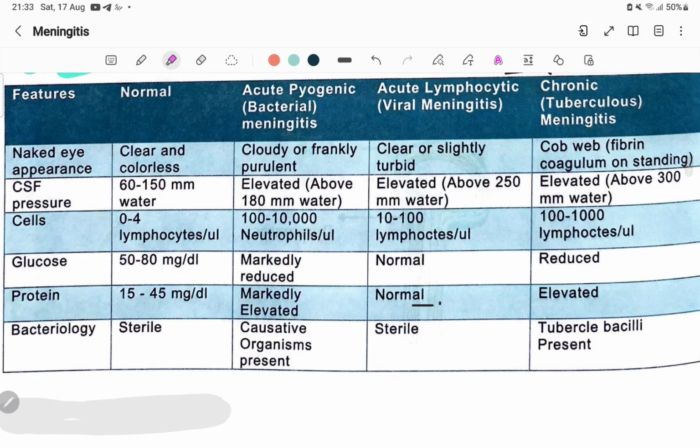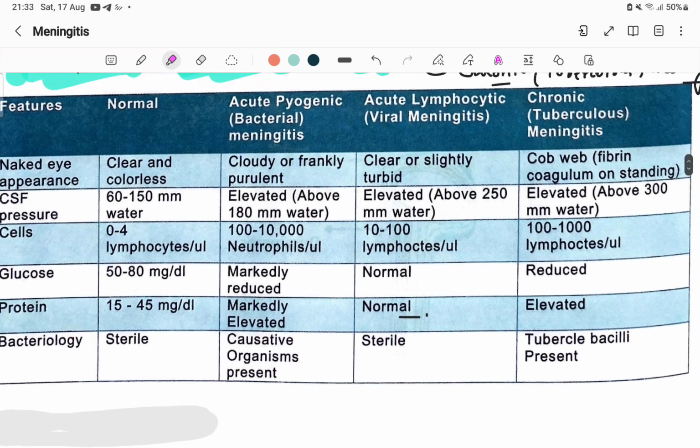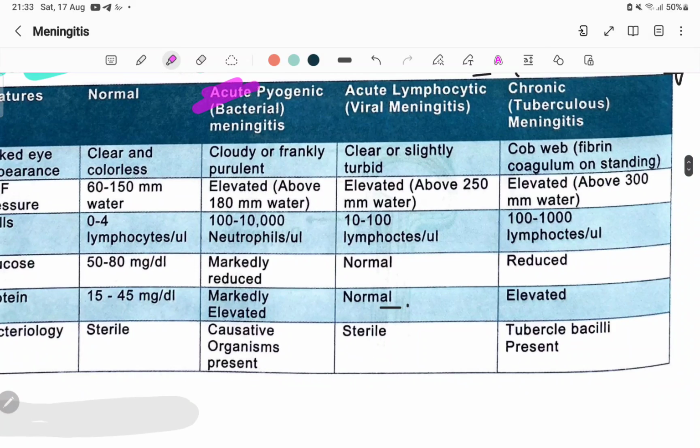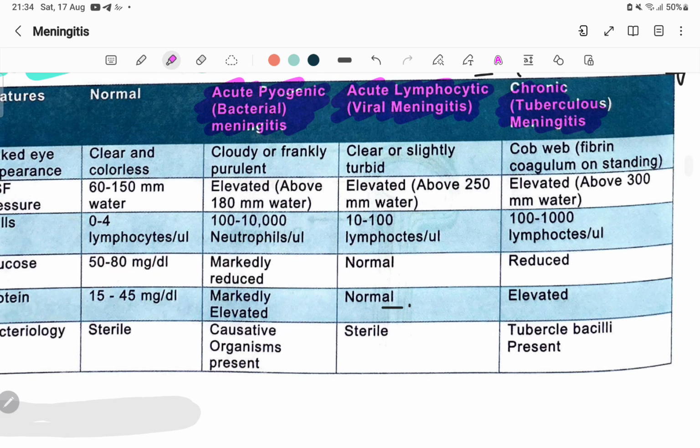So what are the types of meningitis? Three types of meningitis are there. Meningitis is the inflammation of the meninges, and the classical feature is headache. We have acute pyogenic or bacterial meningitis, acute lymphocytic or viral meningitis, and chronic or tuberculous meningitis.